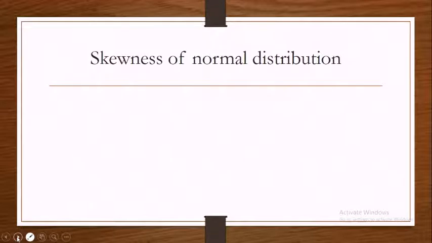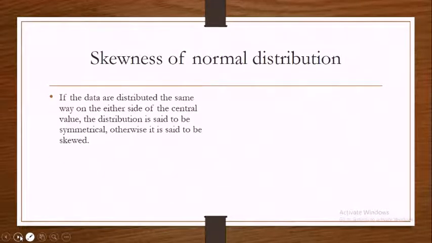Now let's move on to the skewness of a normal distribution. Before moving on to the skewness of the normal distribution, I would like to give a small idea of what skewness means. I hope you know the word meaning of skewness, but yes, if the data are distributed the same way on either side of a central value, the distribution is said to be symmetrical, otherwise it is said to be skewed.